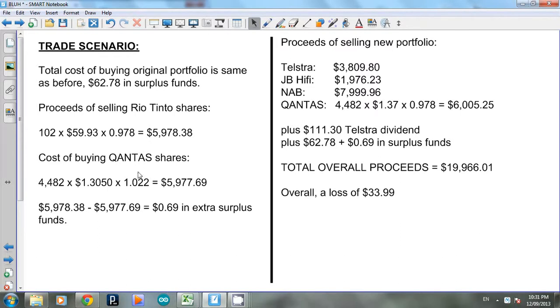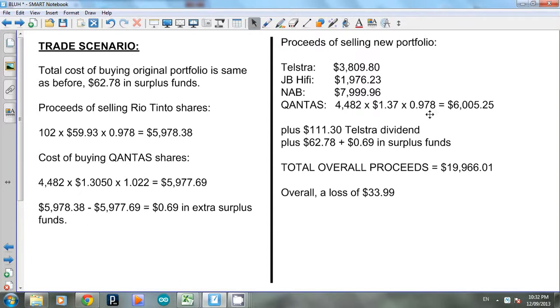So anyway, bought the Qantas shares, kept all those shares for another week till the 30th of August, and then I sold them. So what I've done here is worked out the proceeds of selling those shares on the 30th of August. Haven't got full calculations for Telstra, JB Hi-Fi and NAB because they haven't changed. They're going to be no different from the hold scenario. For the Qantas bit, I have put in my full details here.